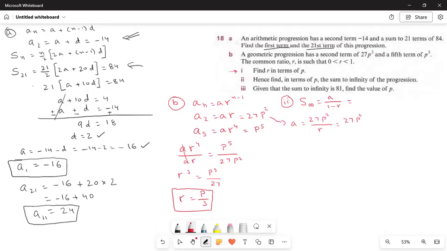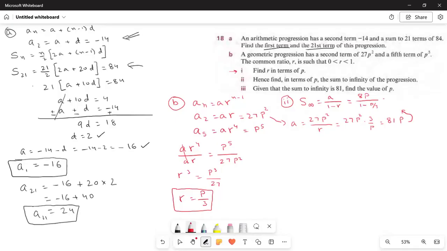r is p by 3, so divided by p by 3 or multiplied by 3 by p. It will become 81 p square. I'm sorry, 81 p only. Let me make sure that I'm doing the right things. 81 p, yes. First term is 81p. Now I will use this in the above expression. So the sum to infinity is 81p divided by 1 minus r, and r is p by 3.